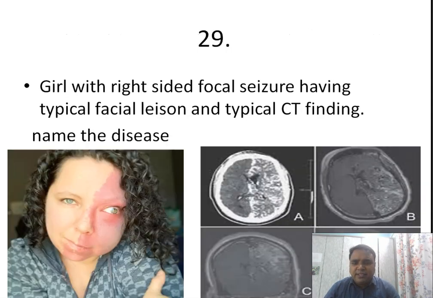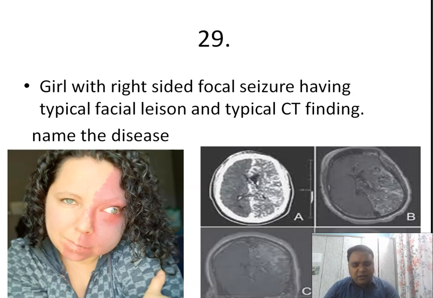Next question. It is a clinical case. A girl child with right-sided focal seizure having a typical facial lesion as shown in the picture, and a typical CT finding involving calcification. So what is the name of the disease? It is evident: on the left half of the face, what we can see is a port-wine stain. Port-wine stain, P is persistent. It will persist, and your CT is showing calcification in the left skull, left brain.